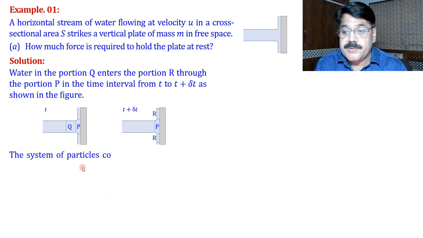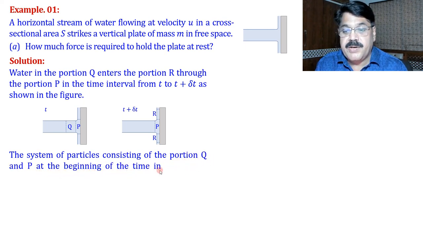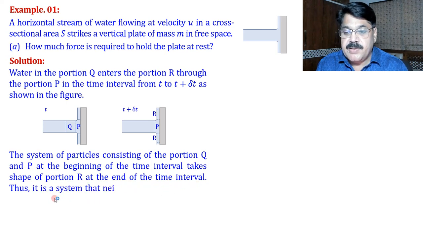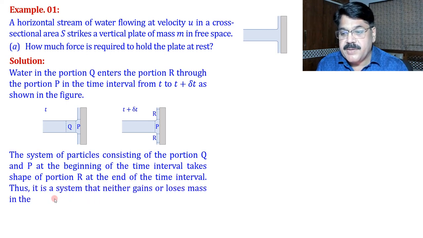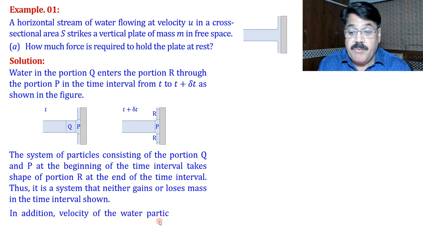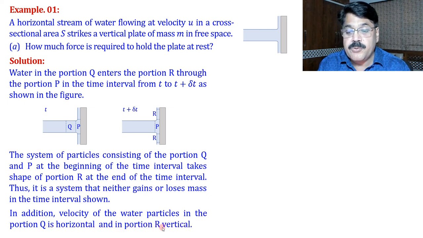The system of particles consisting of the portions Q and P at the beginning of the time interval takes the shape of portion R at the end of the time interval. Thus, it is a system that neither gains nor loses mass in the time interval shown. Just see the idea we have explained. In addition, the velocity of the water particles in portion Q is horizontal and in portion R vertical. So here the velocity of water in this portion is parallel to the plate, and here it is in the vertical direction, vertically upward here, vertically downward here.